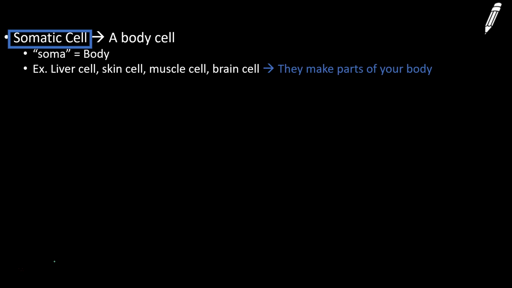The first cell type is called a somatic cell, and a somatic cell is simply a cell of your body. If you remember when we talked about chromosomes, I stressed that soma means body, so hopefully that'll help you remember somatic cell means body cell. Some examples of somatic cells: literally anything that makes you. So a liver cell, skin cell, muscle cell, brain cell, any type of cell that is making your body.